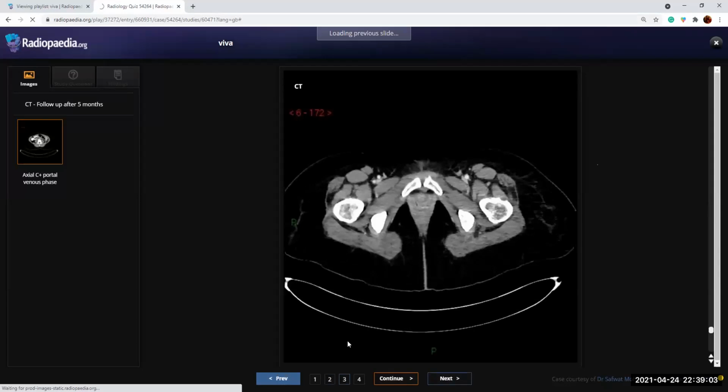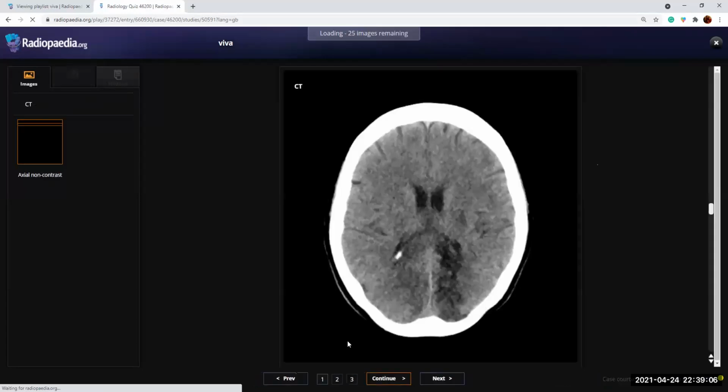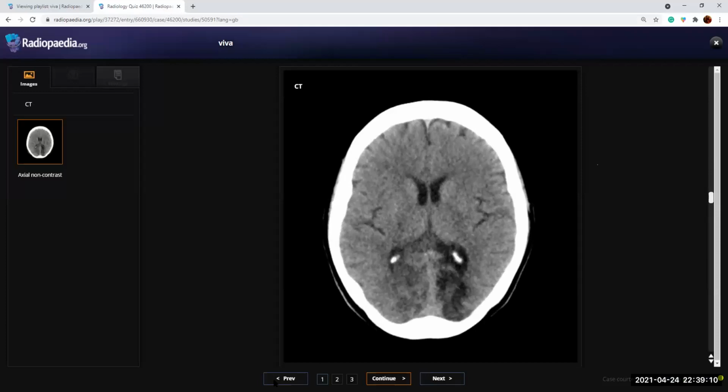Then what was the other one you saw? Yeah, this was bilateral PCA, in fact. One is chronic, one is acute. So yeah, that was okay.